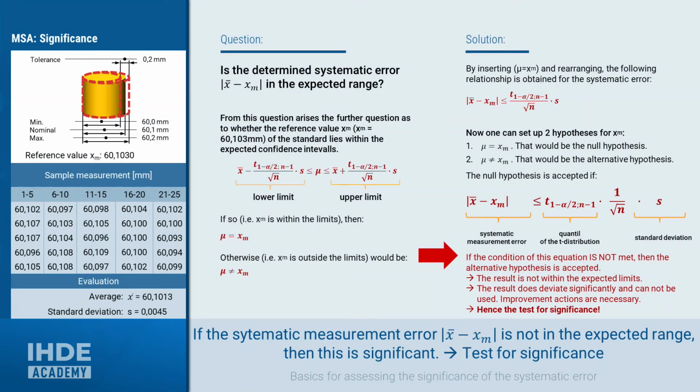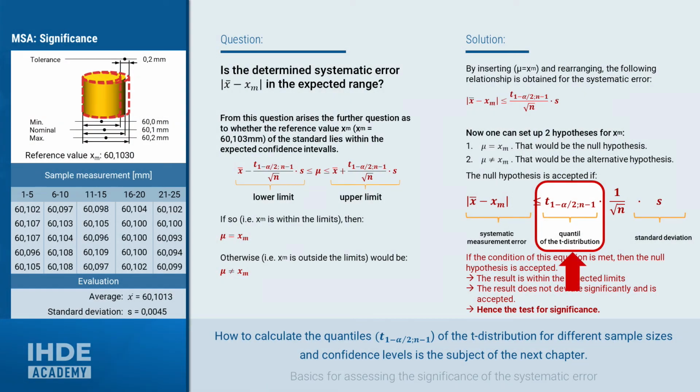However, if the condition of this equation is not met, then the result is not within the expected limits. The result deviates significantly and cannot be used. In such a case, actions must be taken that lead to a measuring instrument that is suitable for the measuring task. So, hopefully, this has made it a bit clearer why it is necessary to test for significance and how to do it for the systematic measurement error.